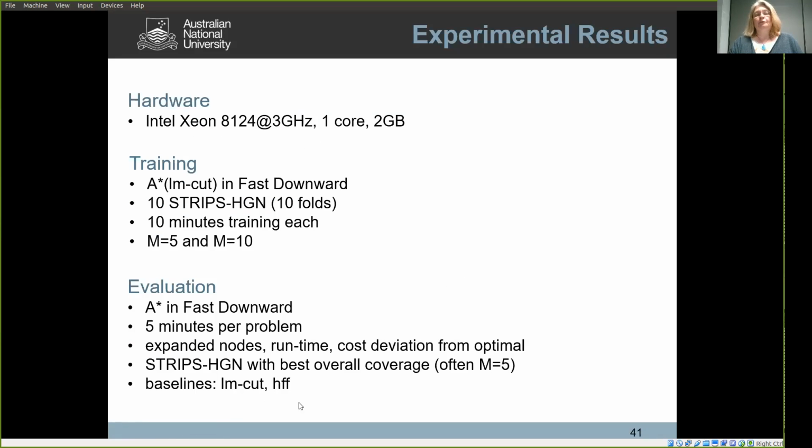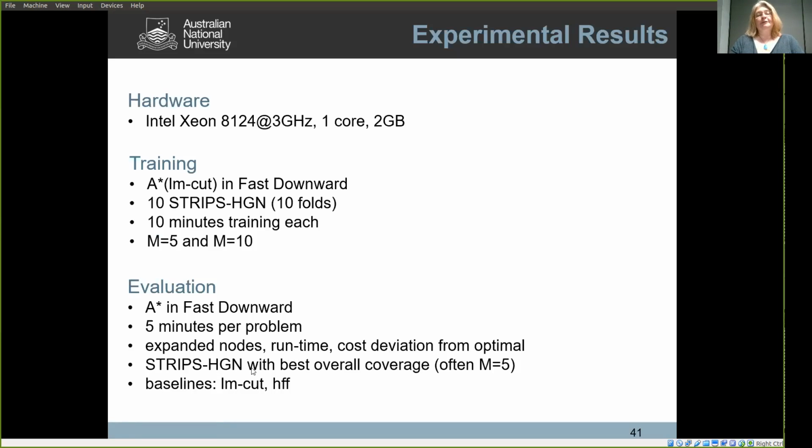So I'm going to show you some experimental results. As for ASNets, we're only using one core, so we're not using GPUs. We're training on A star as implemented in Fast Downward, equipped with LM-cut heuristics. This is how we get our optimal plans. We're going to train for each experiment 10 networks, giving them 10 minutes training each, and we're going to use number of message passing rounds 5 and 10. The evaluation is also on A star and Fast Downward. We're using 5 minutes per problem per heuristic, and for each of these heuristics, we record the number of expanded nodes, the runtime, and the cost deviation from the optimal. So the cost of the plan produced minus the cost of the optimal.